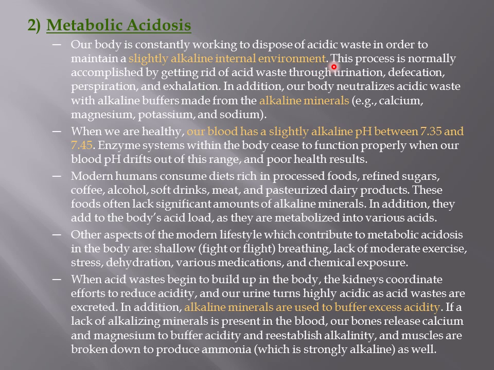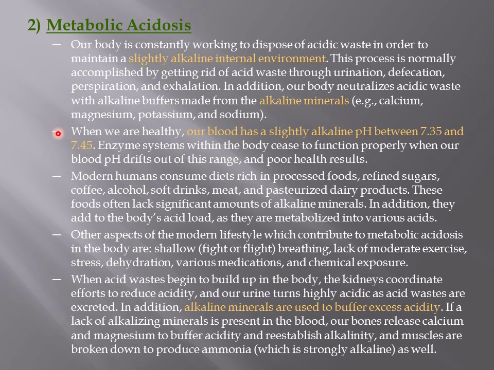And the way we get rid of this excess acidity is through urination, defecation, in other words having a bowel movement, sweating, perspiration, and exhalation. So all of these eliminative processes also remove some of this excess acidity. In addition, our body neutralizes acidic waste with alkaline buffers, which are made from alkaline minerals, and specifically calcium, magnesium, potassium, and sodium are considered to be alkaline minerals.